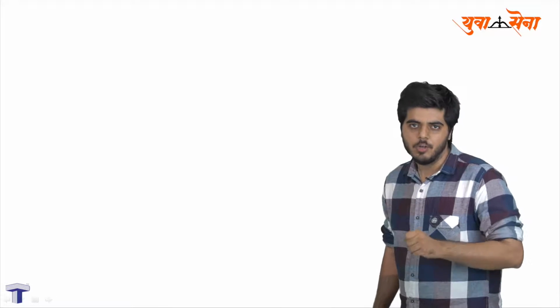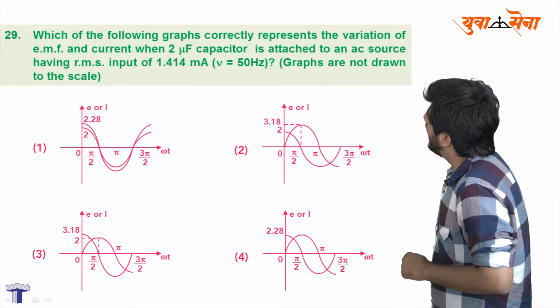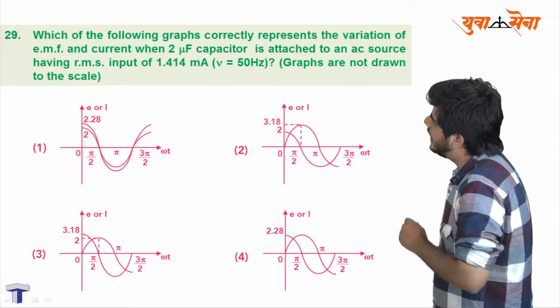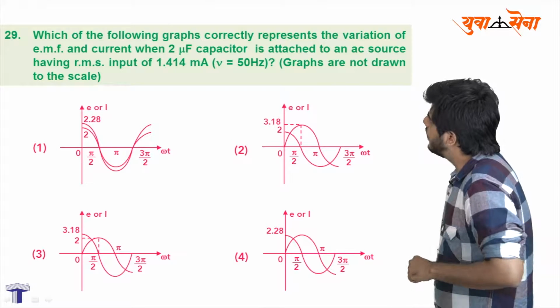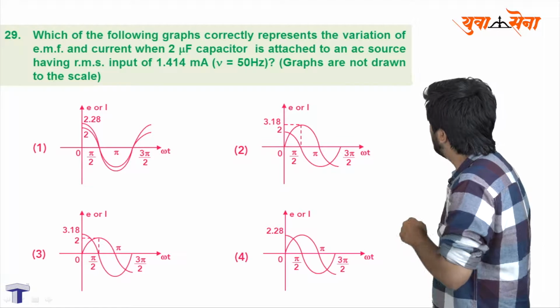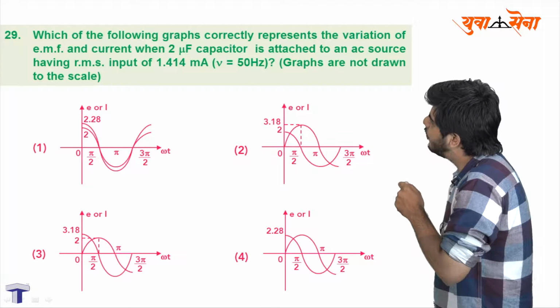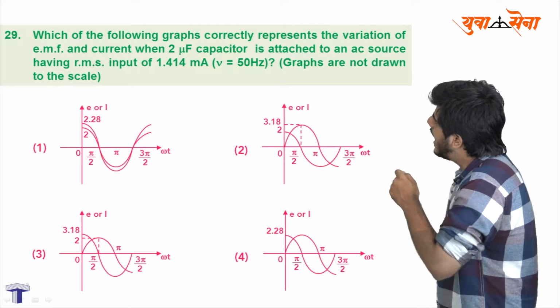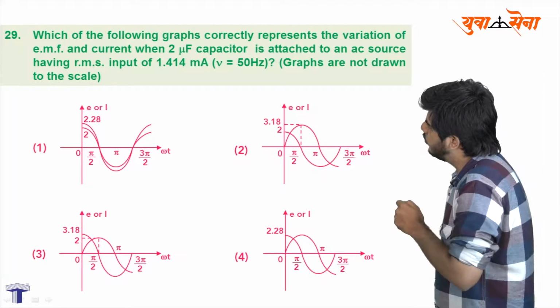Hello everyone. Today we are going to see question number 29 of our NEET mock. Question number 29 asks which of the following graphs correctly represents the variation of EMF and current when a 2 microfarad capacitor is attached to an AC source having RMS input of 1.414 milliamperes at a frequency of 50 Hz. Graphs are not drawn to scale.